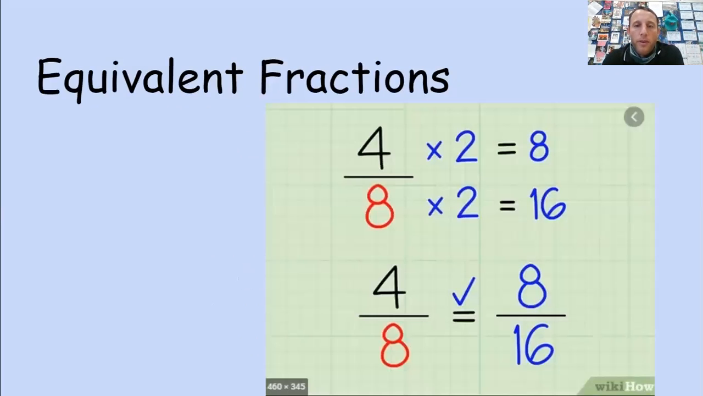So here we have equivalent fractions. 1/8 would be equal to 8 over 16. Equivalent, the root word in there is equal, or equiv. So equivalent, equal. 4/8 is equal to 8 over 16. Really got to know this.